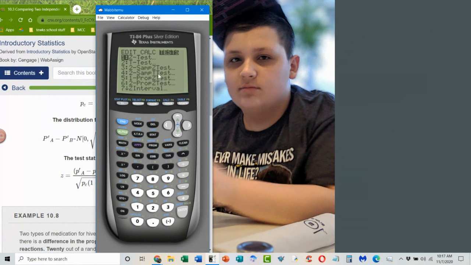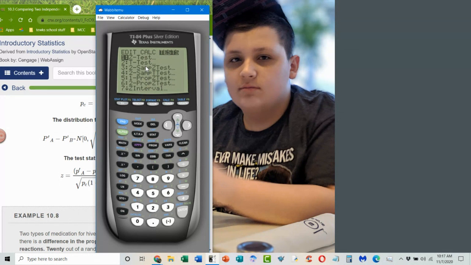When we go to tests, do we have proportions or do we have means? If we have proportions, we're going to use the one proportion z test. In chapter 10, obviously, we're going to do the two proportion z test. In chapter 9, we'll be doing the proportion z test.